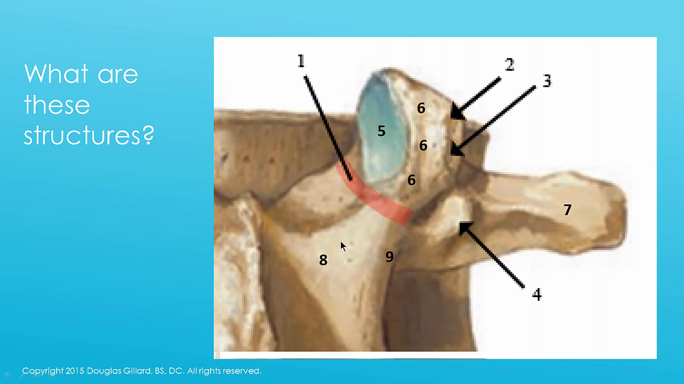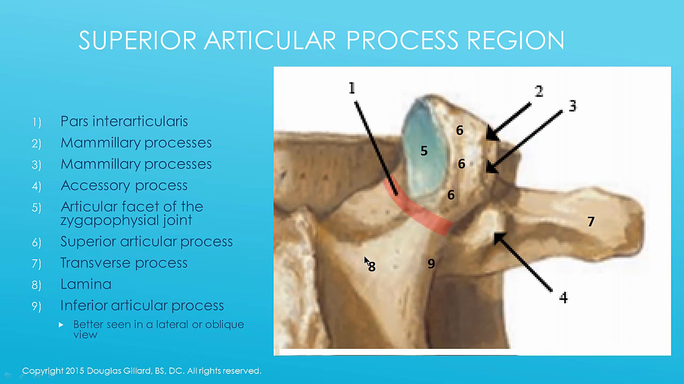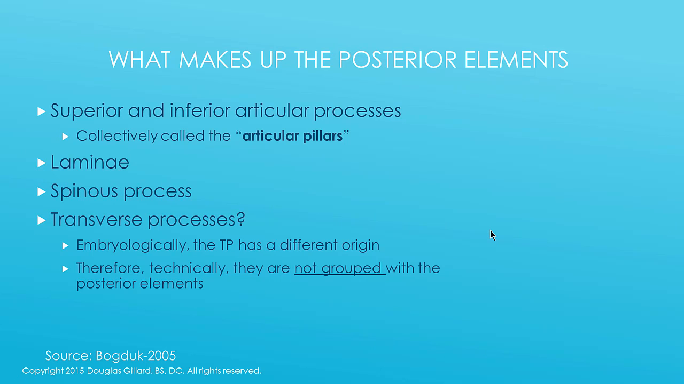See, the lamina kind of morphs into the superior articular process here, so it's kind of difficult to say. I would never mark this like that. This is not a good view to see the superior articular process here because you have the lamina right next to it. Okay, make sure I got them all right. Accessory process. Yep, let's go to the next ones. Okay, so what makes up the posterior elements? You can read through that.